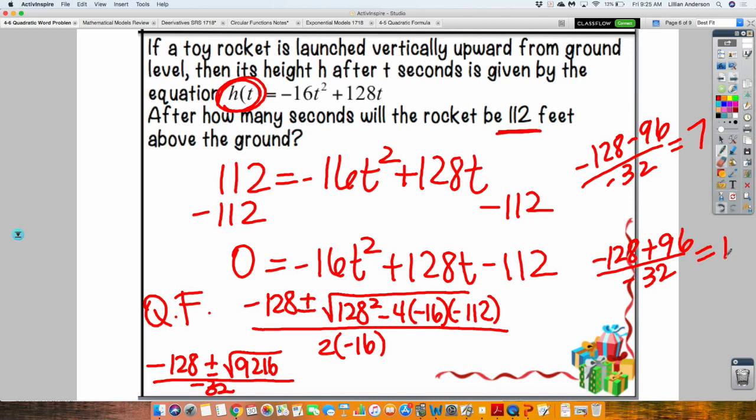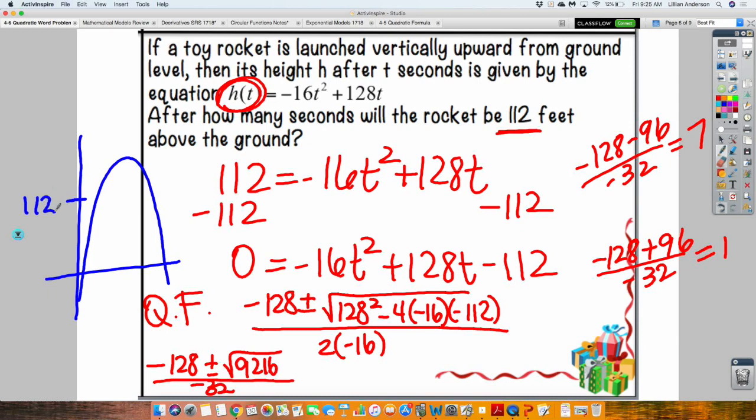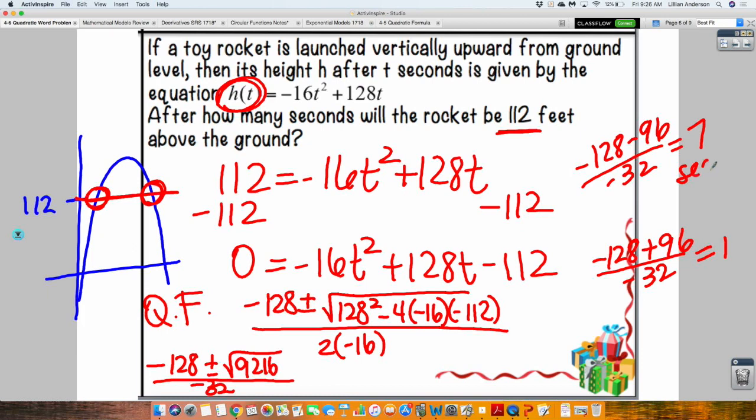So, as you can see, your 2 solutions are 7 and 1. Both of them are real. So that means that it's going to take 1 second for the rocket to reach 112 feet and then 7 seconds as well. Okay? The reason why is because when your rocket is making its path, 112 feet, it's here. So there's going to be 2 places where the rocket is going to be at 112, when it's going up and when it's coming back down. So that's why you have those 2 answers. And yes, both of them are your answers. 1 second and 7 seconds.